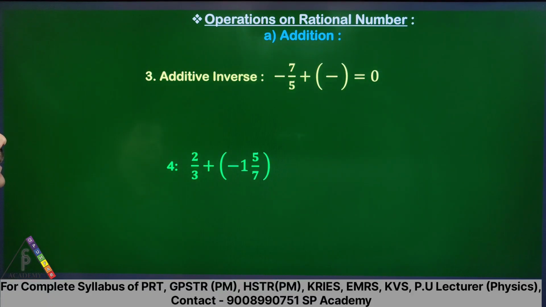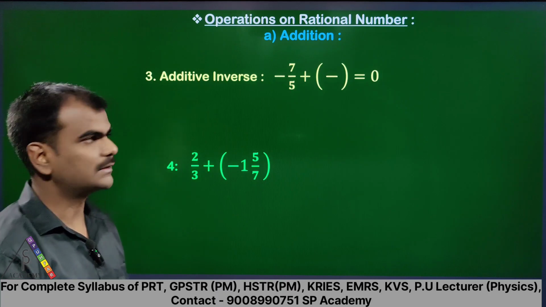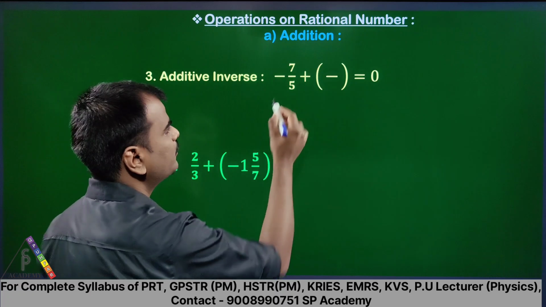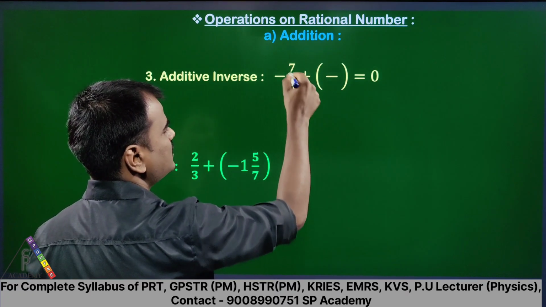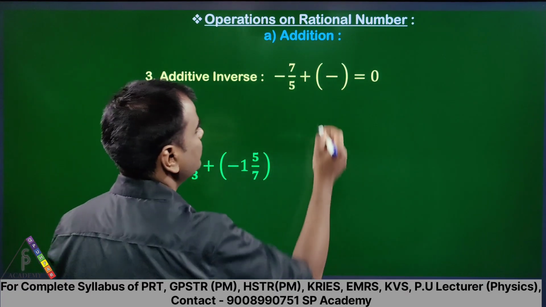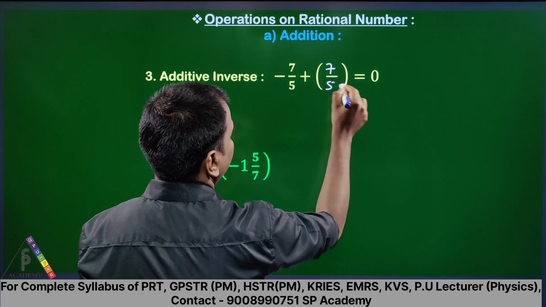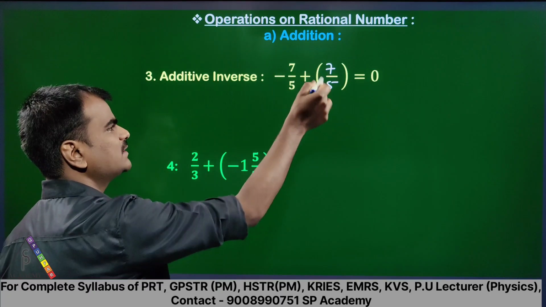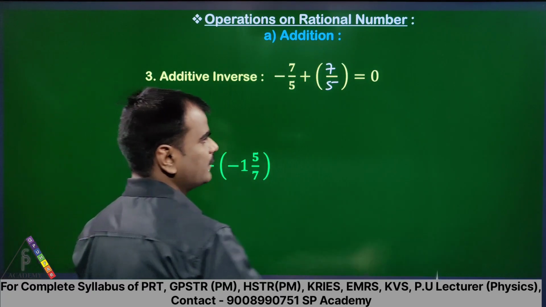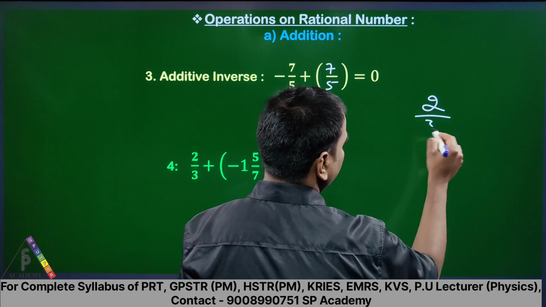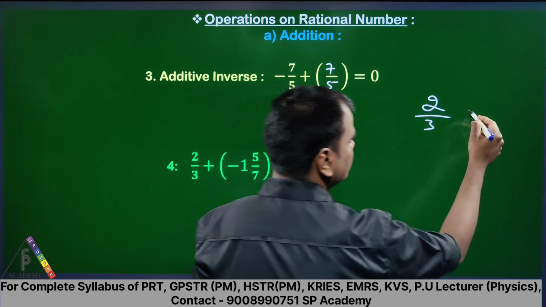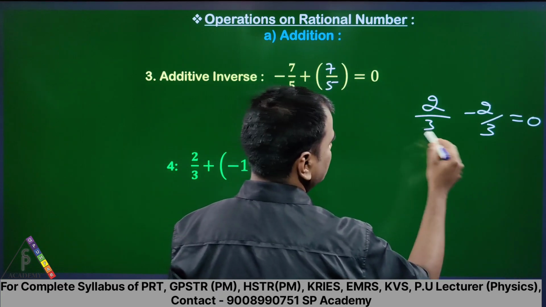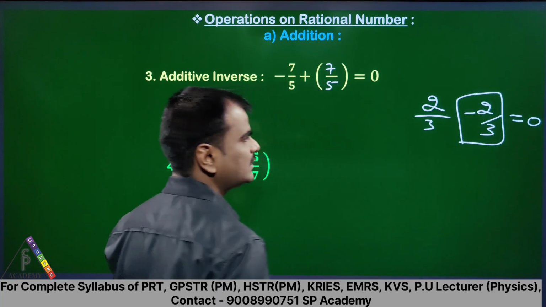Next we will see the additive inverse. Additive inverse means we add another number to a number, and the sum should be 0. Therefore which is the number that, if you add to this rational number, we will get 0? That is plus 7 by 5, and we will get 0. Therefore the additive inverse of minus 7 by 5 is plus 7 by 5. Similarly, if you take another rational number 2 by 3, the additive inverse of this one is minus 2 by 3. When we add these two, we get 0.